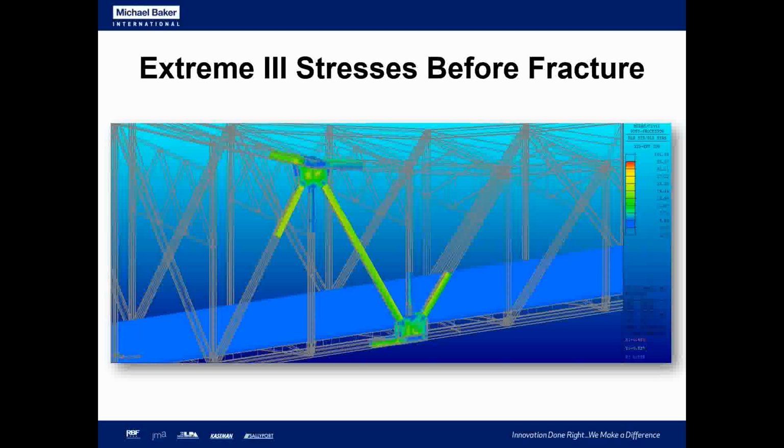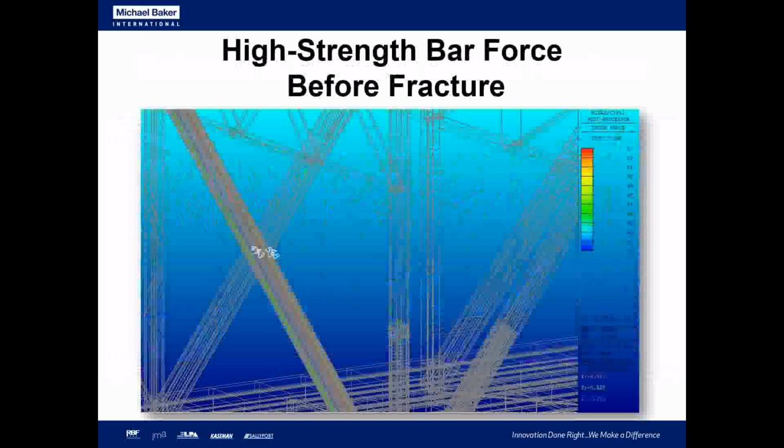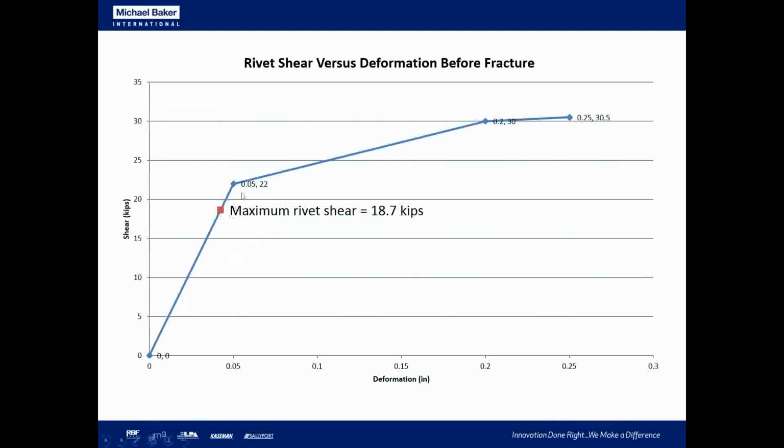So we did that for all three conditions, found stresses in the normal range, and saw that before fracture, the high strength bars were carrying some force, not that much. Here's a look at the maximum rivet shear before fracture. It didn't reach the point of about 22 kips, where the rivets become a lot more plastic. And so that was expected.